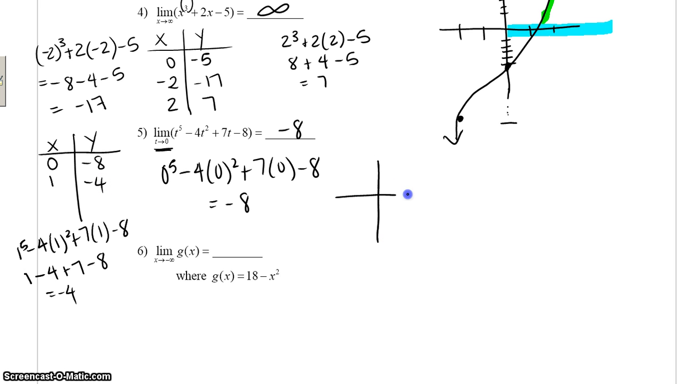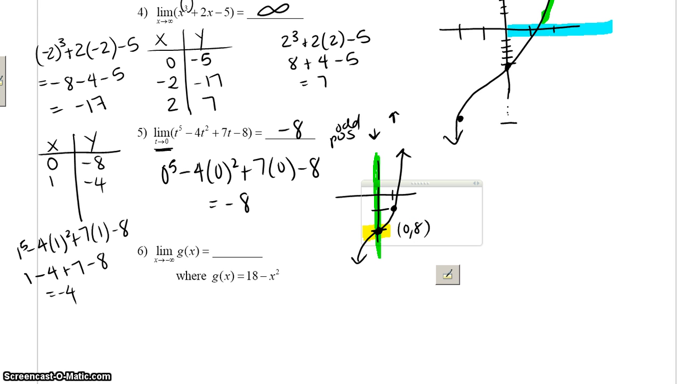So we know that this is also an odd positive function, which means it's going to look something like this. So we've got negative 8 down here, we've got 1, negative 4 right here, so we know it's going to look something like that. And as t approaches 0, so as our x at 0, f of x approaches negative 8. We can see that clearly right there.